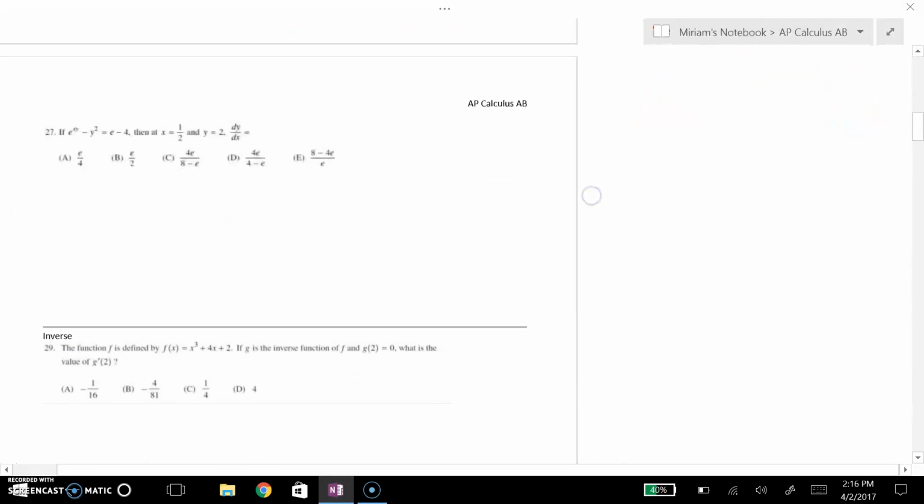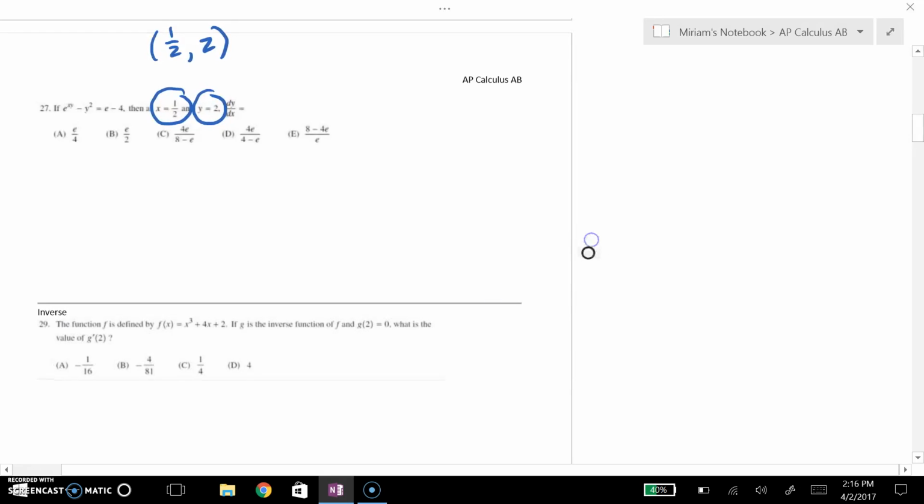Number 27. So we have a long function, e to the xy minus y squared equals e minus 4. And they gave us x equals 1/2 and y equals 2, so we know that's 1/2 comma 2. And they need us to get dy over dx. Okay, let's get to work. So I'm going to rewrite e to the xy minus y squared equals e minus 4. We need to get the derivative one by one.